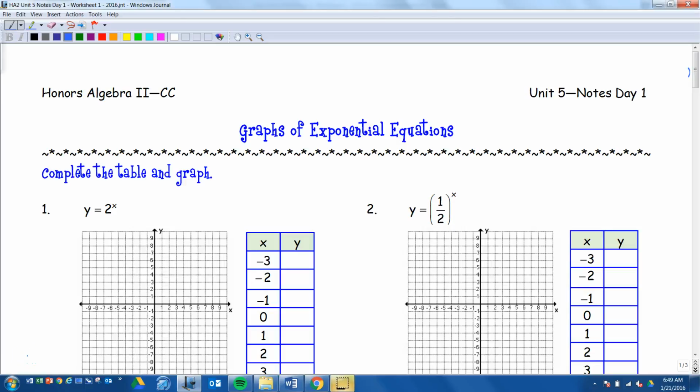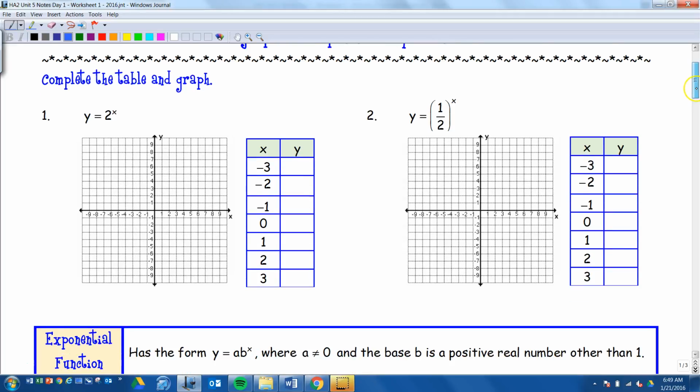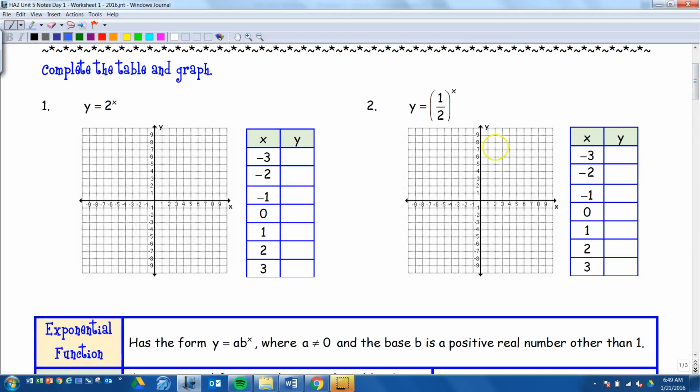Alright class, today we're going to start our new unit, which is exponential and logarithmic functions. Today we're going to just look at what an exponential graph looks like and the equations that give us these graphs. So we're going to complete the table here. If 2 is raised to the negative third, that's 1 over 2 cubed, or 1/8. If I raise it to the negative second, it flips it down, you get 1/4, and then you should start seeing a pattern. You're multiplying by 2 every time.